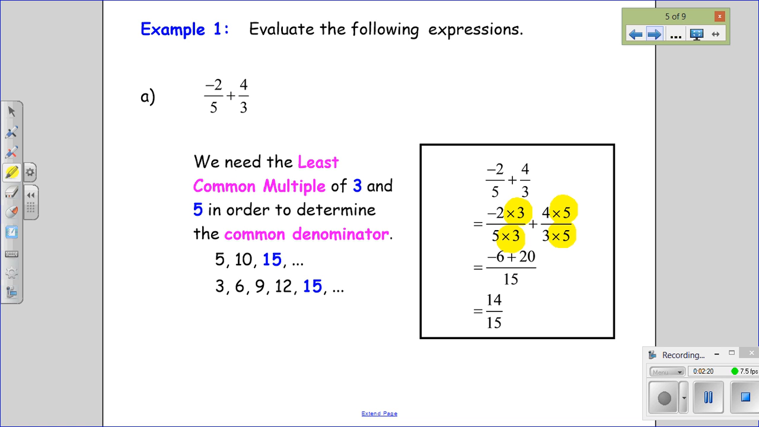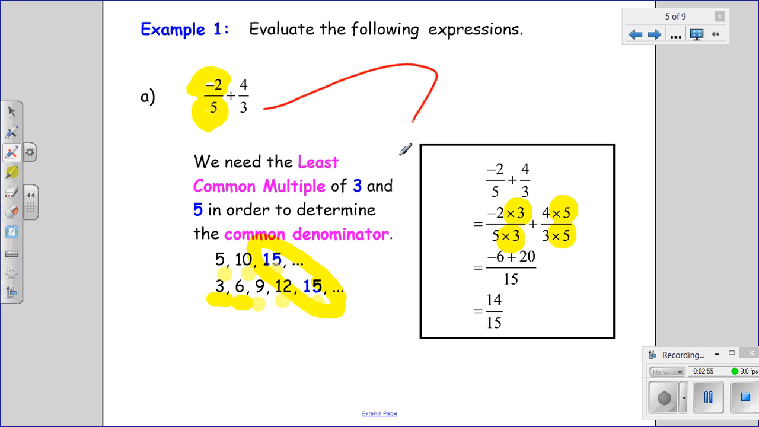We look at the following expression, -2/5 plus 4/3. The least common multiple: multiples of 3 are 3, 6, 9, 12, and 15, and we could keep going. Multiples of 5 are 5, 10, and 15. The first one they have in common is 15. So we're going to change this 5 up here into a 15 by multiplying it by 3.